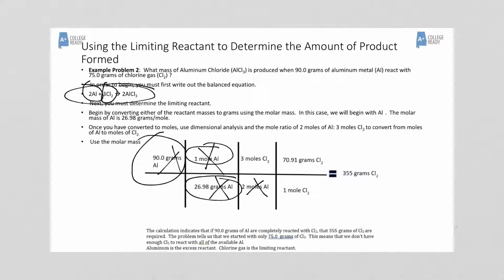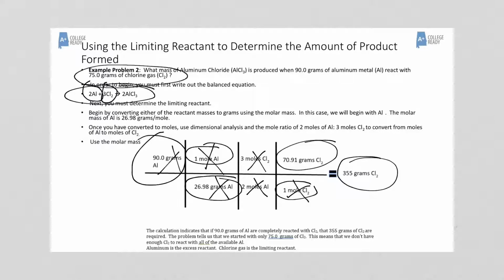And then I'm going to use the molar mass of chlorine gas. 1 mole is 70.91 grams. I'm going to multiply across the top and divide by the bottom and get 355 grams. That tells me that if I start with 90 grams of aluminum, I need 355 grams of chlorine to react with it. I only have 75 grams of chlorine.